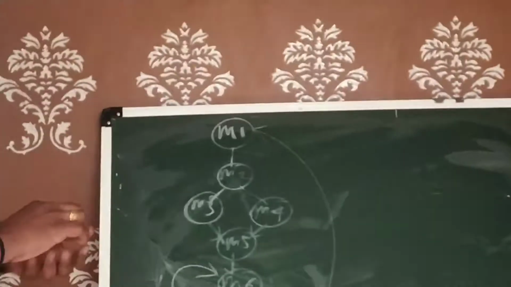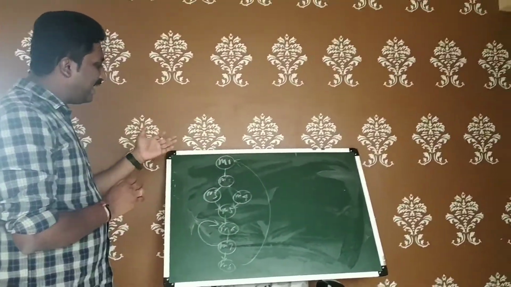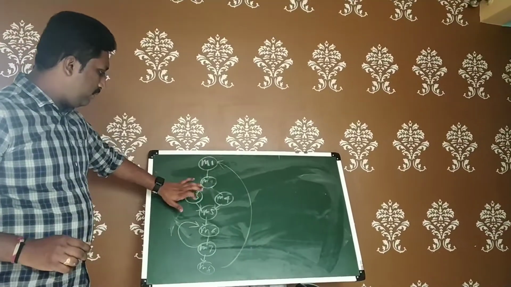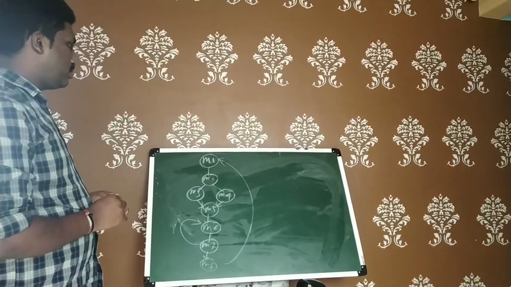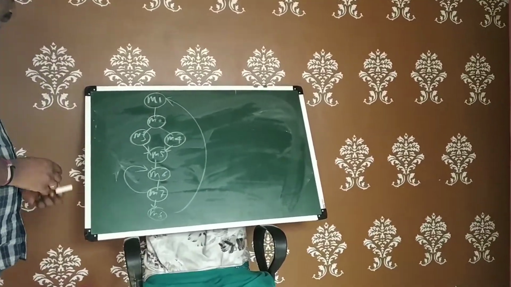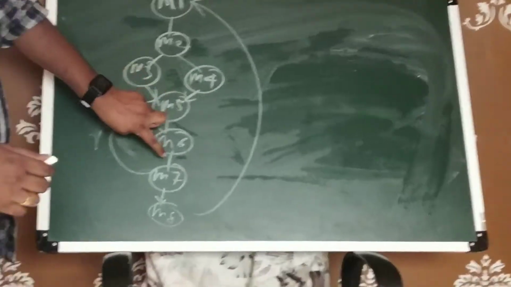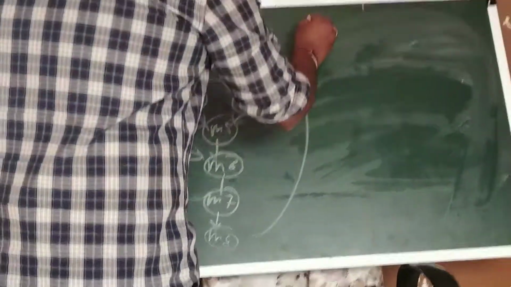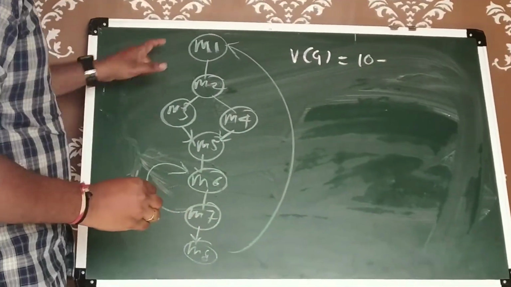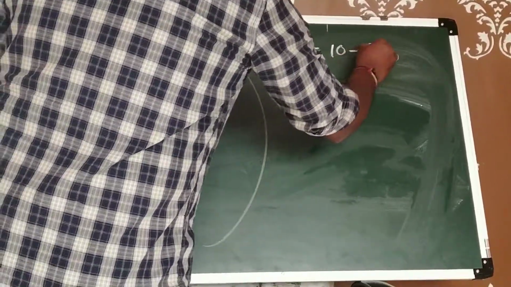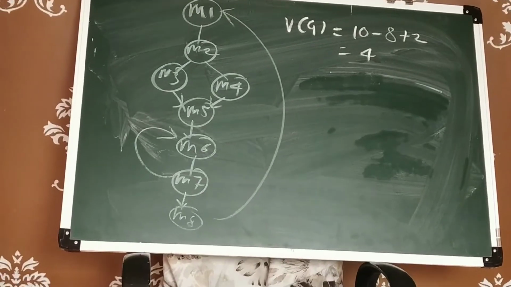So let us solve. How many nodes are there? Total 8 nodes are there. And how many edges are there? 1, 2, 3, 4, 5, 6, 7, 8, 9 and 10. Okay. So total 10 edges are there. Total number of edges is 10, nodes are 8, plus 2, that is 4. So cyclomatic complexity is 4.